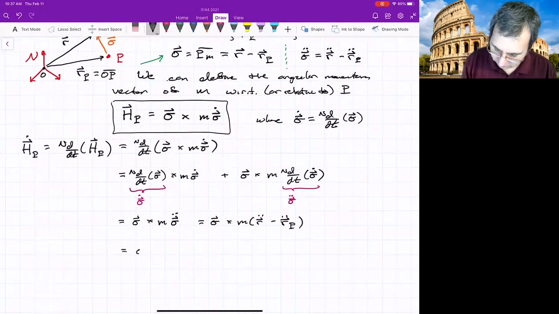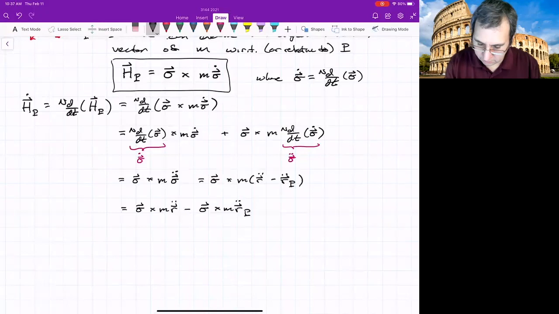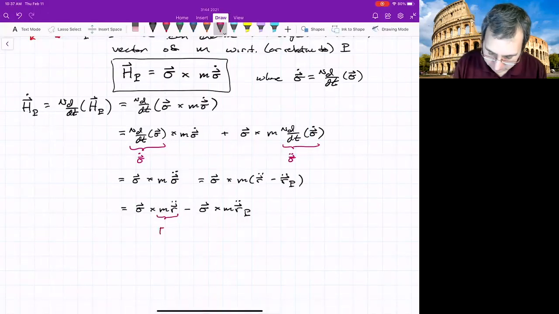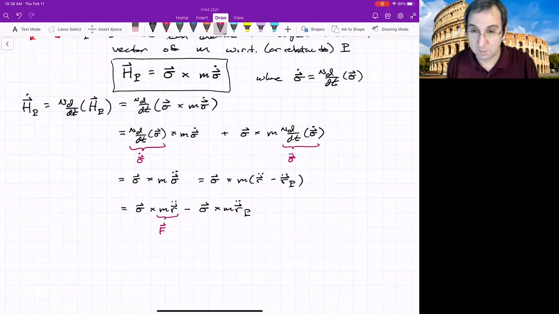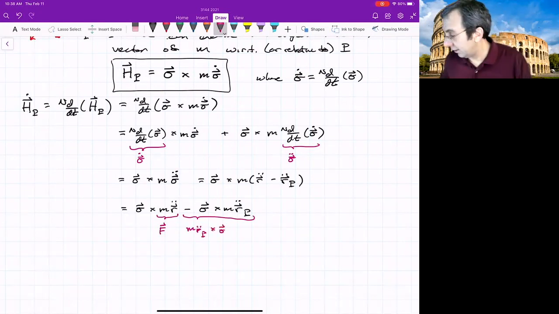If we carry this through, we've got sigma cross M r double dot minus sigma cross M r_p double dot. This term, M r double dot, is mass times acceleration. It still obeys Newton's law, so this is equal to the force. And this other term is often just written in reverse order, so to get rid of this minus sign, it gets written as M r_p double dot cross sigma.